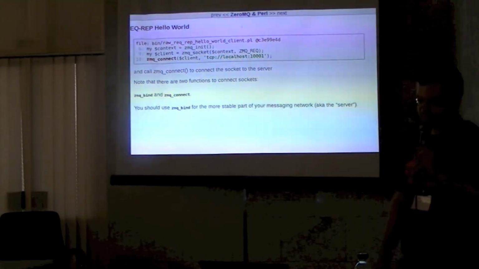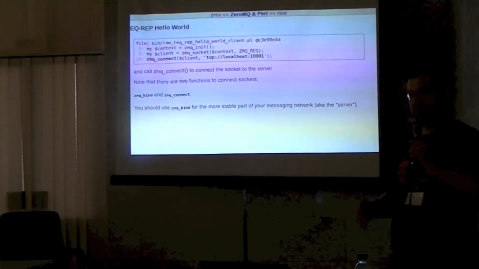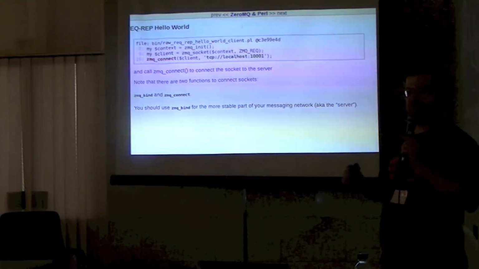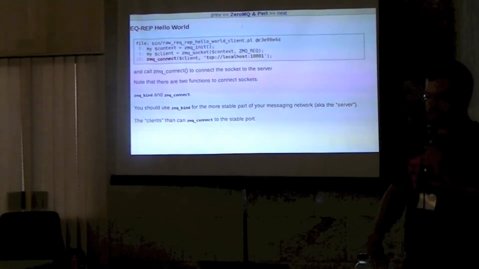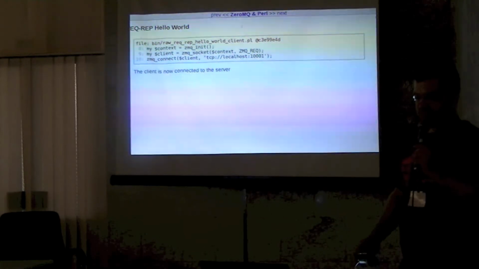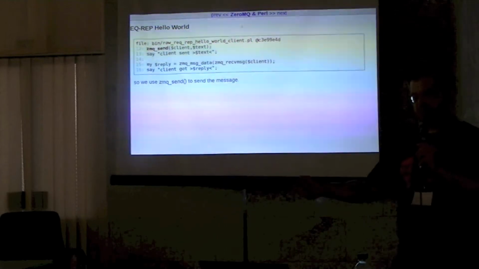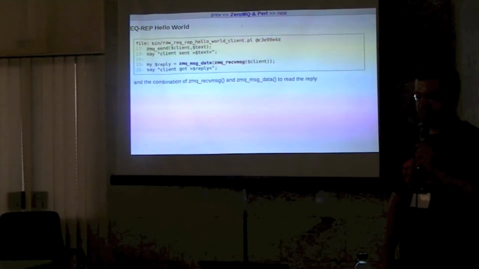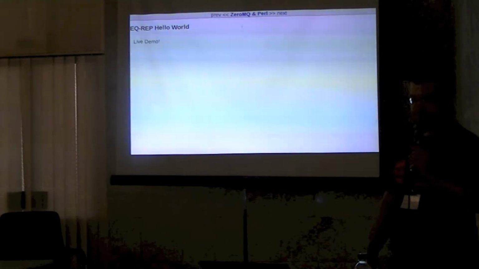ZeroMQ bind, ZeroMQ connect, etc. You usually ZeroMQ bind on the most stable part, which usually is the server, but the distinction between server and client is not very clear most of the time. Then the clients can use connect to connect to the stable port. So the clients are connected. Again, you use ZeroMQ send to send a message, and you use this to get a reply back. So that's the whole client.